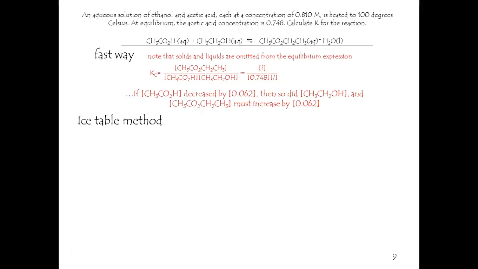So that's it, 0.062. And so put them each in. So it's definitely the same concentration, so it's 0.748 squared on the bottom, and it went up by 0.06 from nothing at all for ethyl acetate, and so there's your final answer. Bada bing. The ice table method does the exact same thing. It takes longer, but it shows everything very clearly.